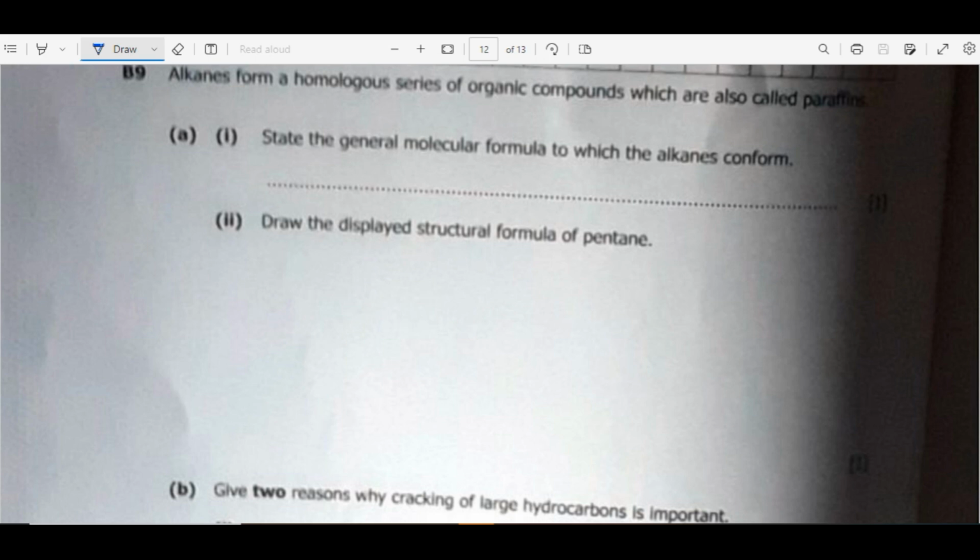Alkanes, the ones that end with ANE, form a homologous series of organic compounds which are also called paraffins. Roman numeral 1, state the general molecular formula to which the alkanes conform. It's CnH2n+2. That's the formula for all alkanes. Then the second one, draw the displayed structural formula of pentane.